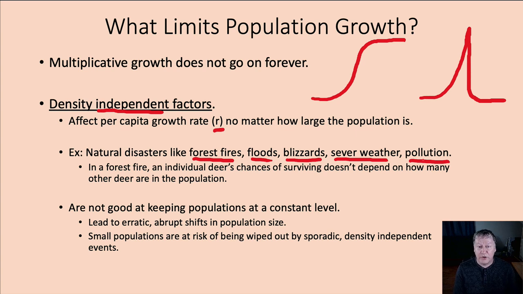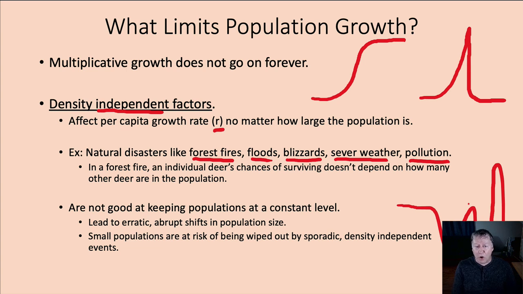And the main thing I want you to know is density-independent factors are horrible at keeping populations at constant levels. They are very poor at this, because what they tend to do is cause erratic, very abrupt shifts in population size. So you have a population going along, and then a big drop, and then it's growing, then another big drop, big drop. Density-independent factors, because they can affect everyone equally, whether the population is large or small, tend to be very chaotic as far as controlling forces for population size.